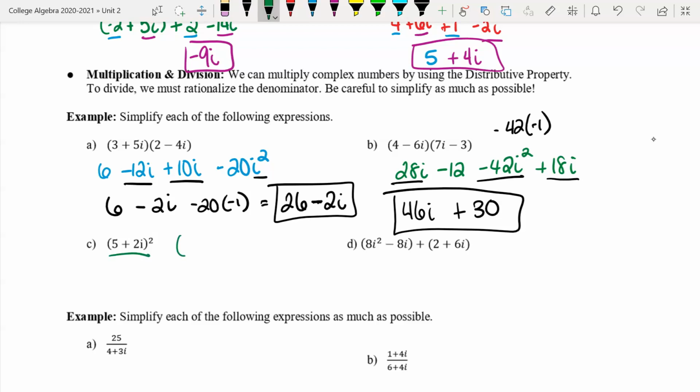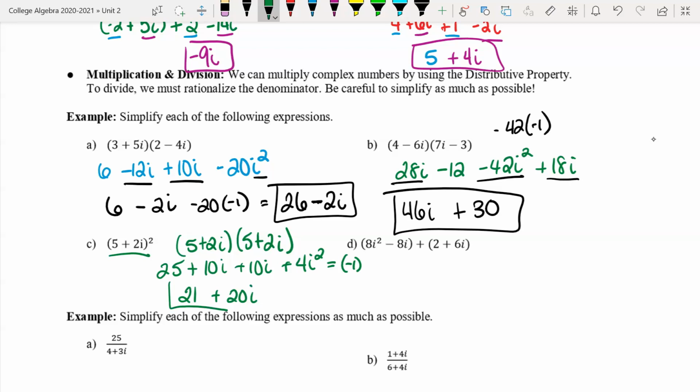Remember, if it's squared, we know how to write this. 5 plus 2i, and then we just do what we've been doing. We would still FOIL. So when you FOIL, you get 25 plus 10i plus 10i plus 4i squared. Remember, this is times a negative 1. So it becomes 25 minus 4, which is 21, plus 20i.